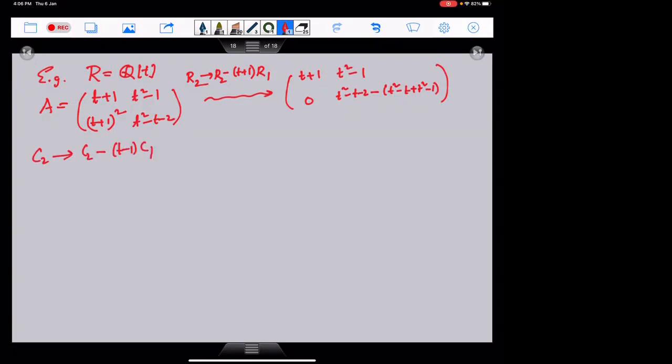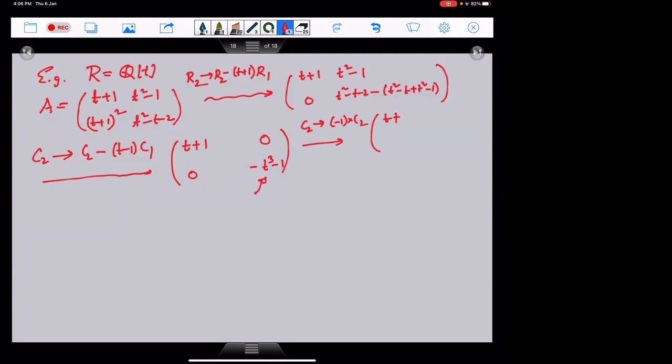Then I want to apply column operation C2 goes to C2 minus (t minus 1) C1. So this will change the second column and it becomes diagonal. This is now minus t cube minus 1. Okay, so another column operation, C2, I want to replace by minus 1 times C2 so that it is monic. See here, it is not monic. Minus 1, I need to multiply.